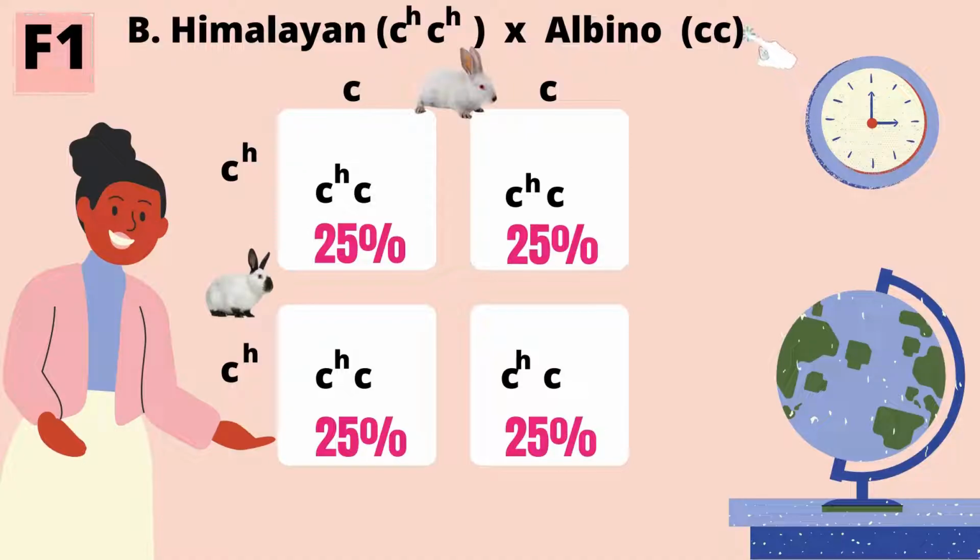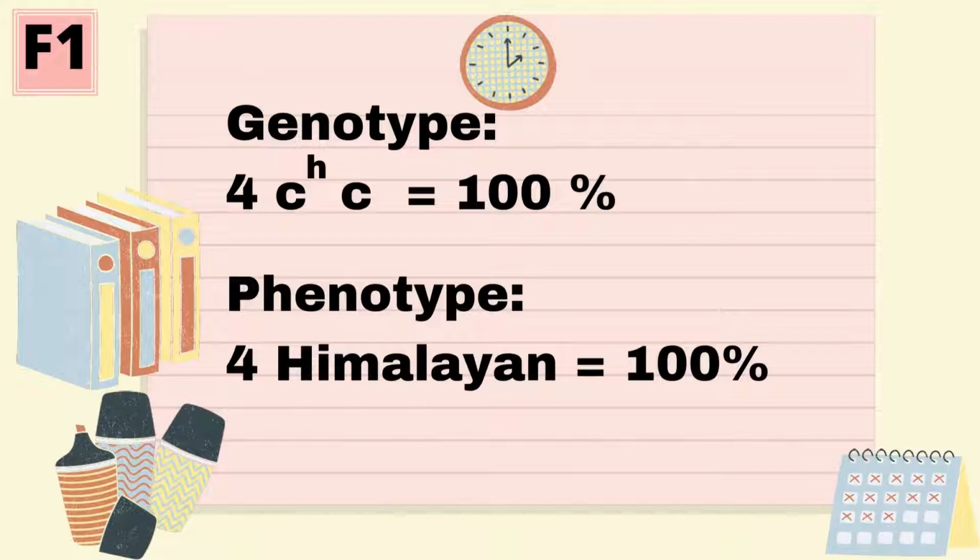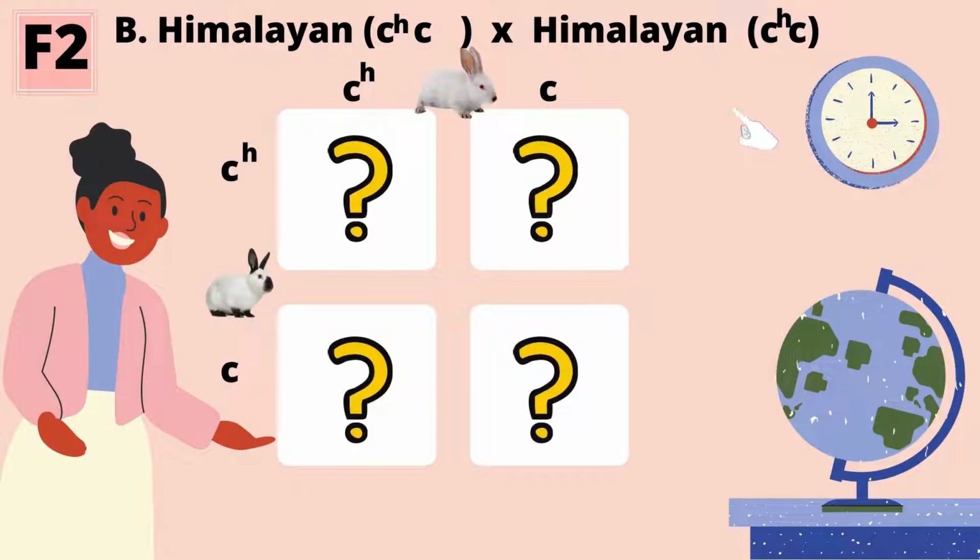Again, every square has 25% for each genotype, so the total is 100%. The genotypes are all the same, with 4 heterozygous white with black spots on paws, nose, and tail. That is 100%. The phenotype is 4 Himalayan, which is equivalent to 100%. Solving for the F2 generation, the parent 2 will be the offspring from the F1 generation. Since we got 4 Himalayan breed, we need to crossbreed this to another Himalayan.